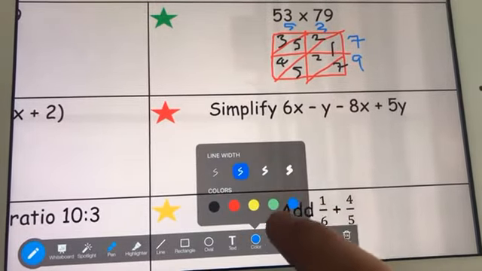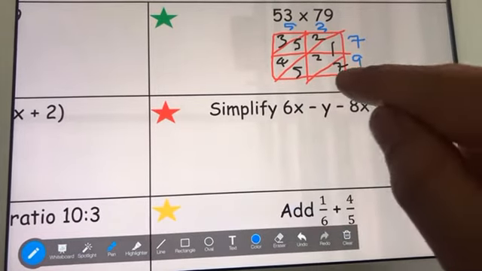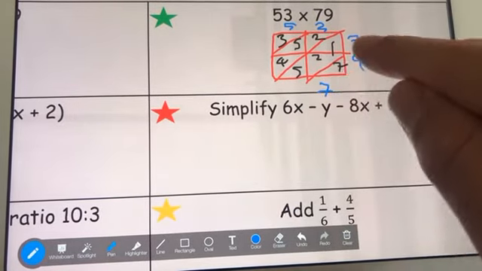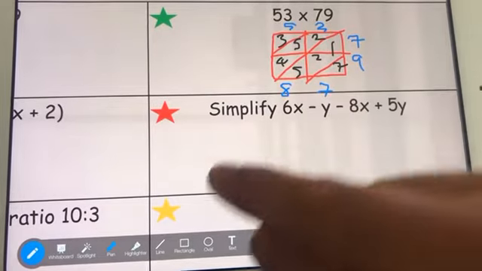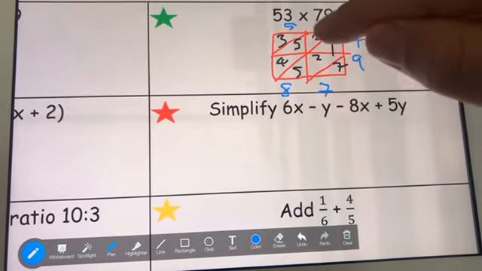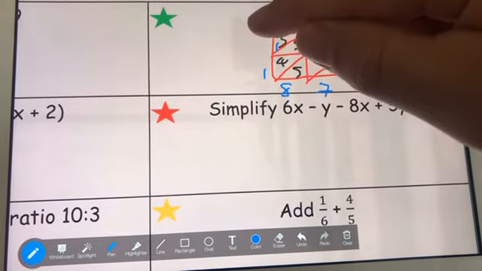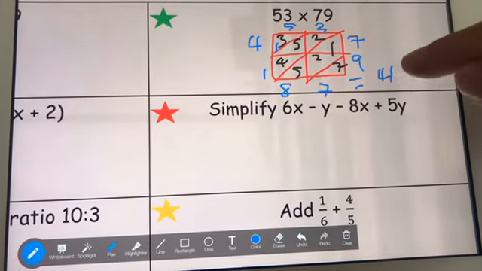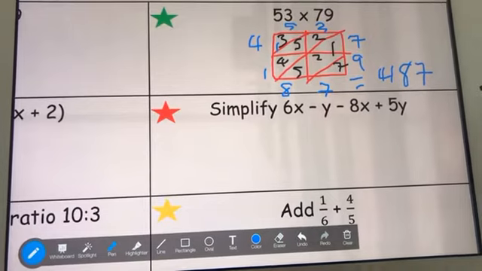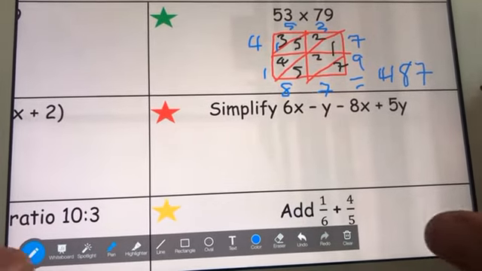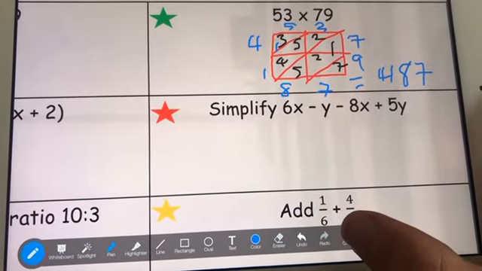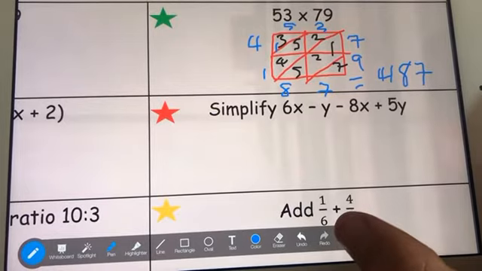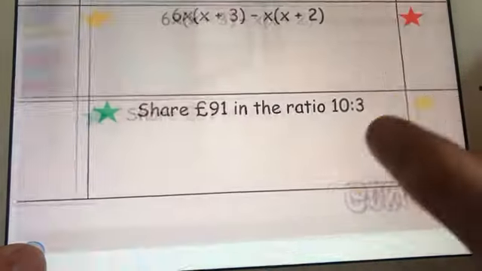So I've got a 7 in the first one, so I'm going to have 7. Then I've got a 5, a 2, and a 1, which makes 8. Then I've got a 4, a 5, and a 2, which makes 11. And a 3 and a 1, which makes 4. So my answer is 4187 for that one. If you need to copy that down, please do it either now or at the end. That's worth 3 points.